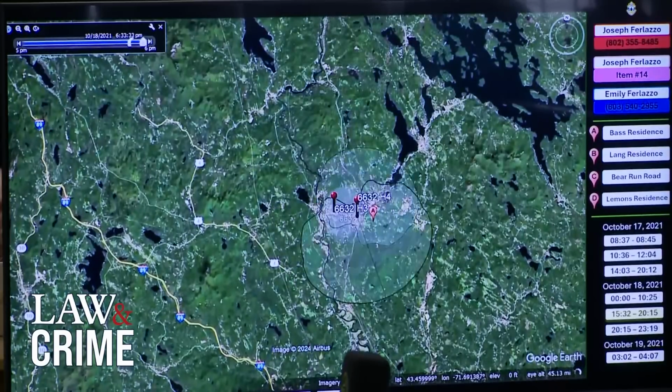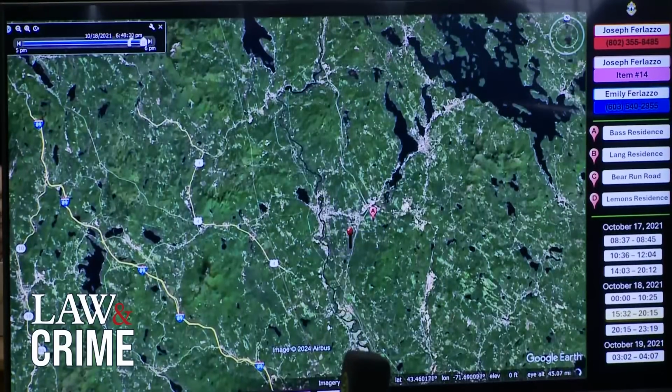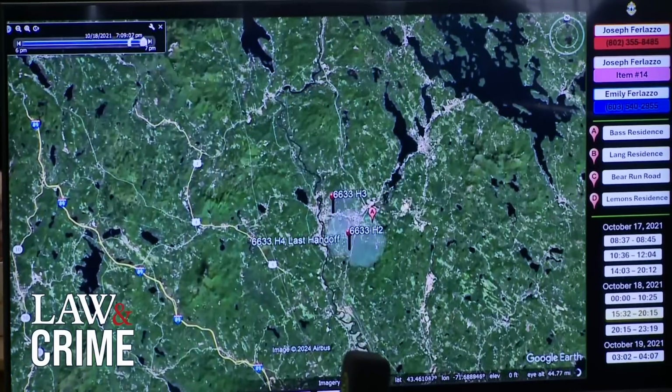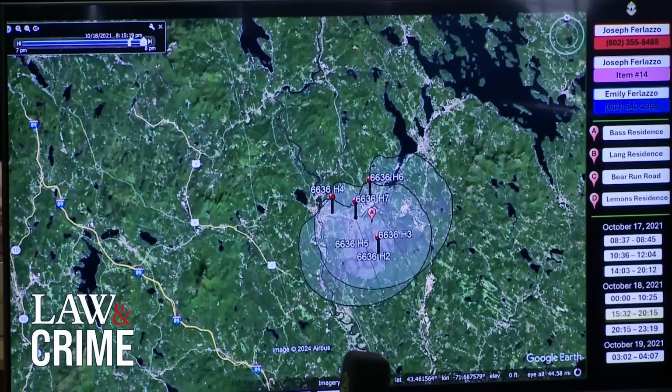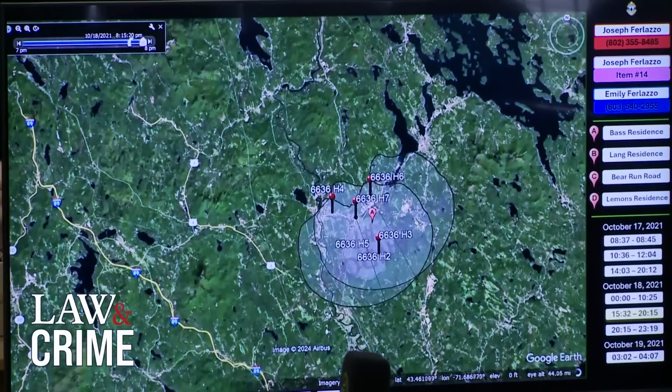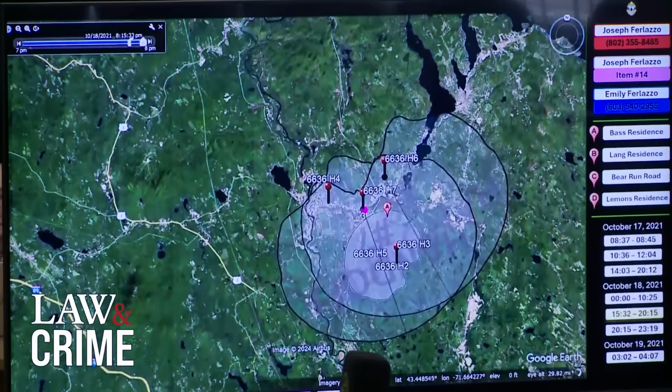And then it continued to utilize multiple cell sites. And then at about 6:35 is when I started to see the cell site pattern that I had seen back on the 15th, when that device was in the area of the Bass residence. And that was the pattern that stuck out to me. That lasted up until about 8:15, when I saw a change in that pattern occur.